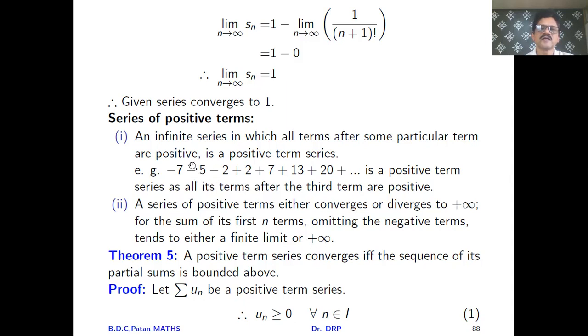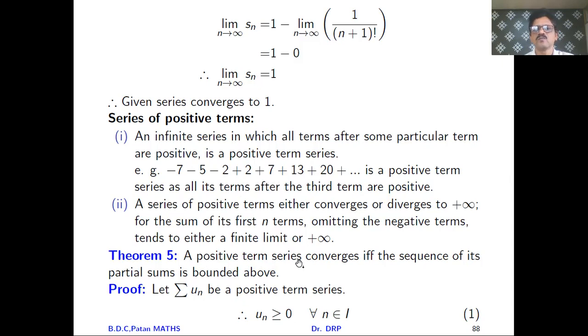Means you don't consider the negative terms if a few terms are negative and the rest are positive. You consider the positive terms and you check whether your series has a finite limit or its limit is infinity. If a finite limit is there, we say it is convergent, and if that series has an infinite limit, then in that case we say the series is divergent.